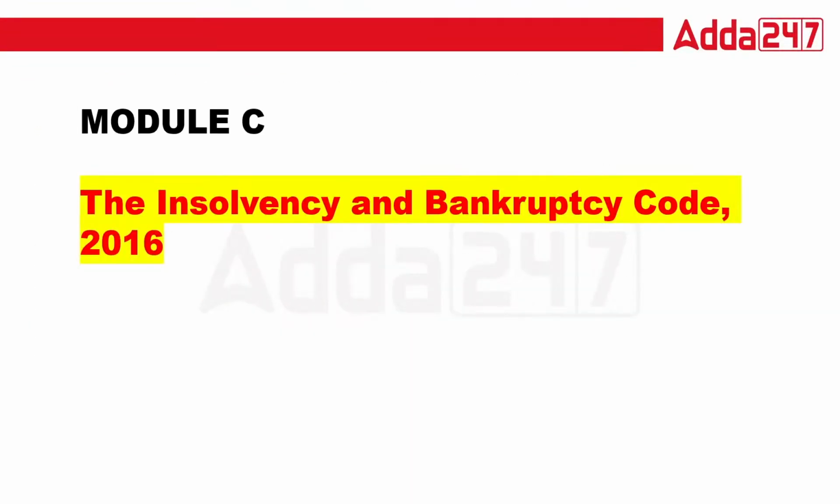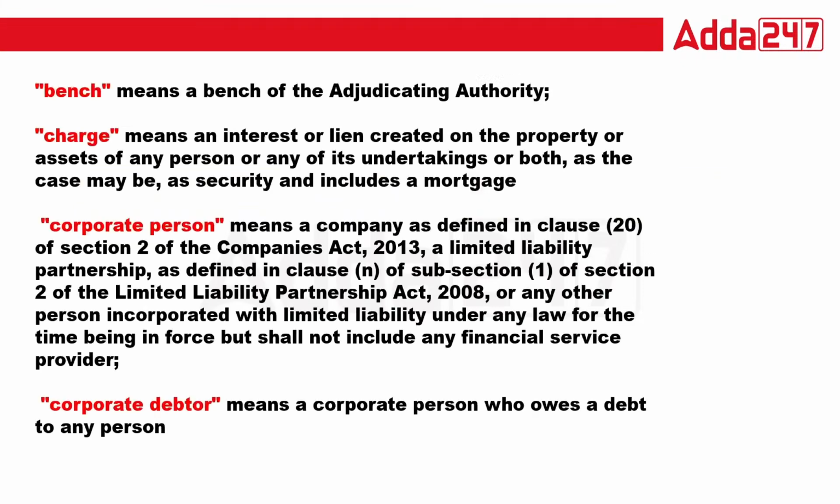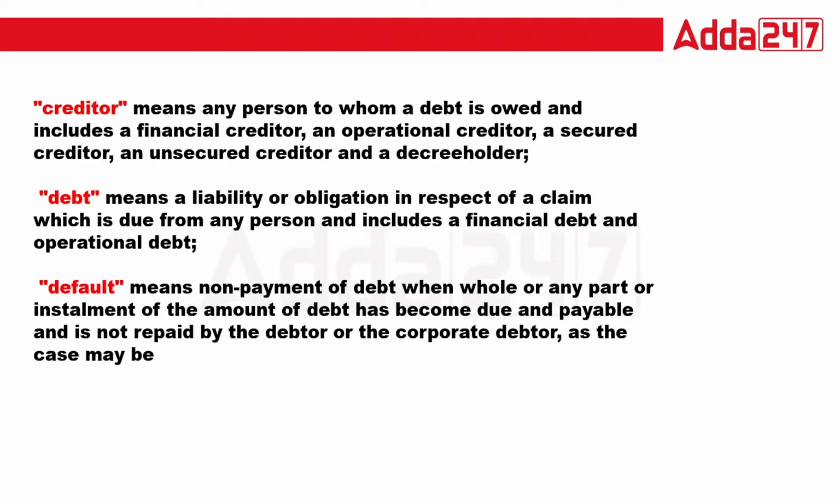Okay class, the next one is Insolvency and Bankruptcy Code 2016. Insolvency is basically if a person is not able to pay the money, and bankruptcy is when the court declares that the person is insolvent. Bench, the bench of adjudicating authority. Charge: interest or lien that is created on the property or assets of any person. Not important. Corporate person means any company. Corporate debtor, a corporate person who owes a debt to any person. Out of these four words, nothing is important.